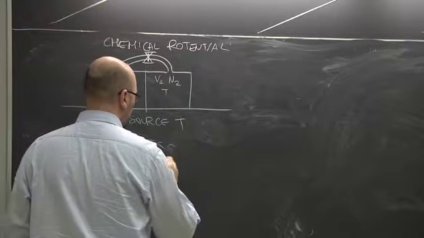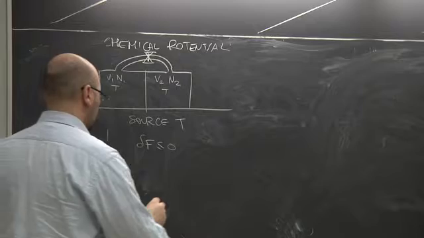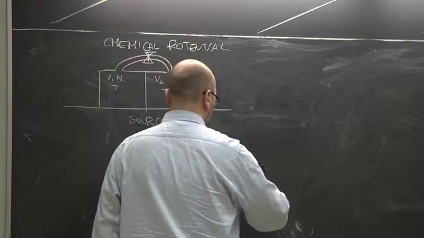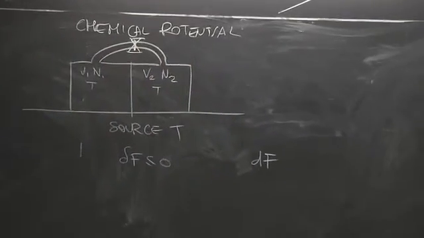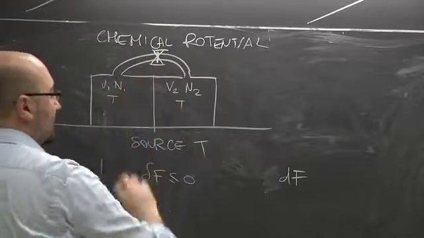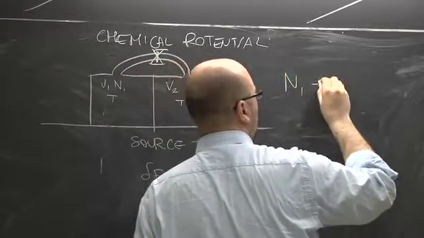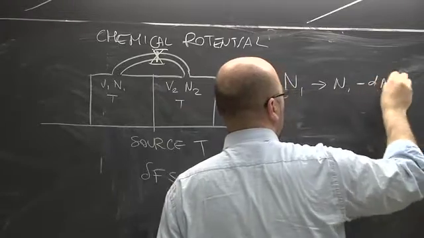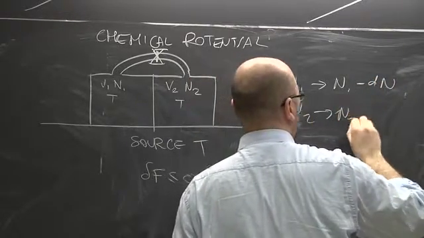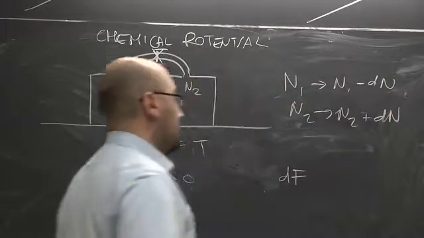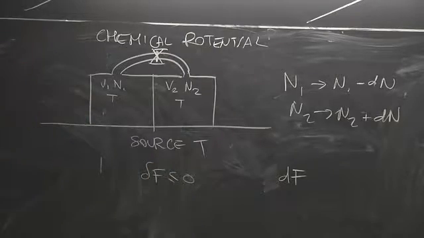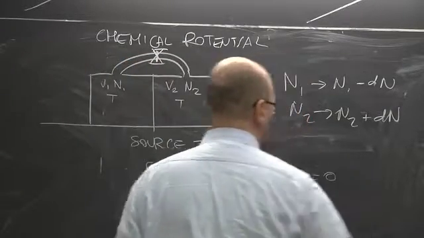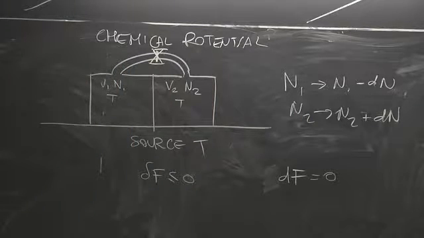So dF decreases until it cannot do it anymore. So you keep exchanging particles. N1 goes, for example, to N1 minus delta N, and N2 goes to N2 plus delta N, such that the free energy decreases until the free energy does not change anymore. And this is the equilibrium condition.